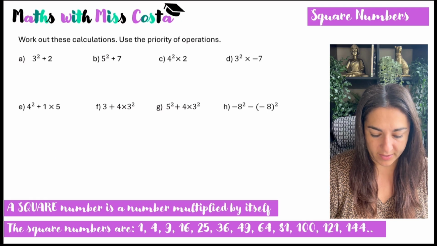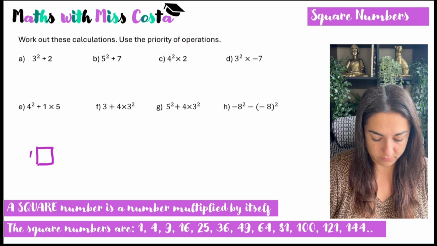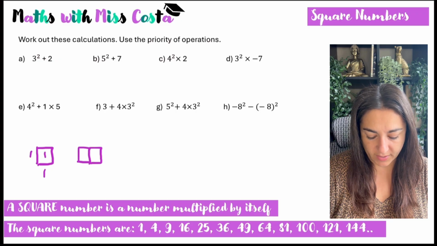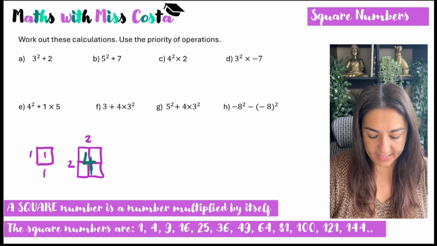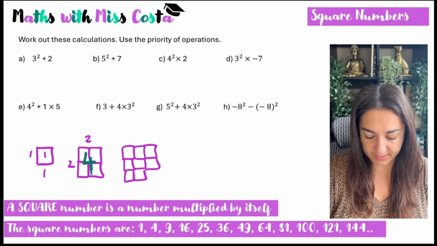So let's start with 1. I draw a square of 1. Well, 1 times 1 is just 1. If I then drew 2 squares by 2 squares down, what actually happens? Well, 2 by 2 gives me an area of 4. So the second square number is 4. Again, if I did it with 3, I've got 3 times by 3 down, fill in everything else to make it a square, and 3 times 3 becomes 9.